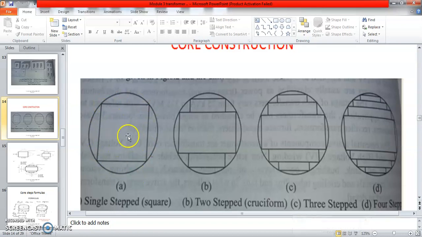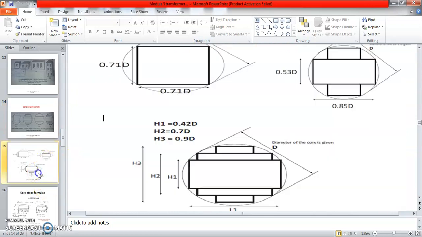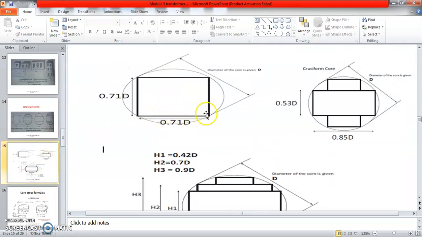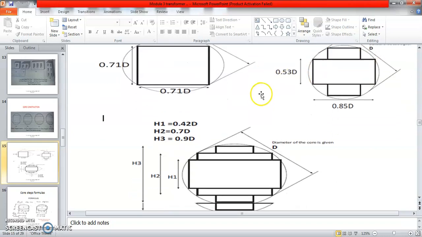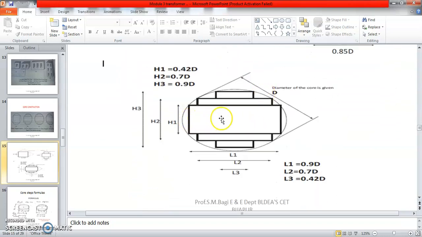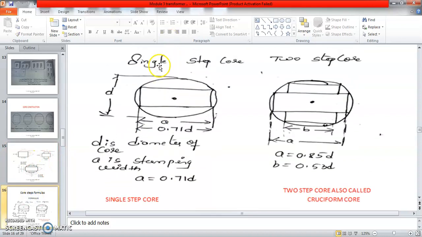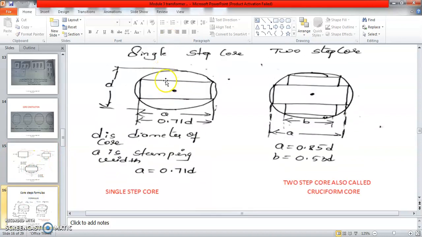A is equal to, the formula is there, let us see. What is it for single step? A is equal to 0.71D. For two steps, this is A and this is B. A is equal to 0.85D and B is 0.53D. For three steps, this is the largest stamping A, this is the middle stamping, this is the smallest stamping. The values are A equal to 0.90D, B equal to 0.70D, C equal to 0.42D, and D is the core diameter. I have given the same here also, you can go through it. You have to write down the formulas first.